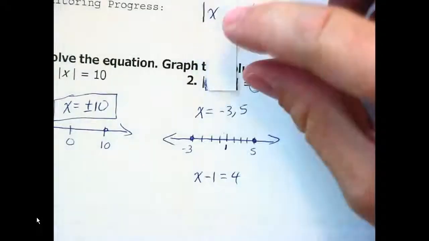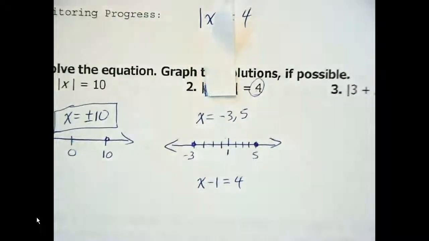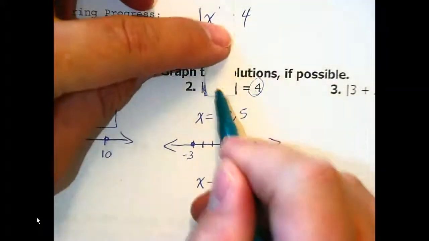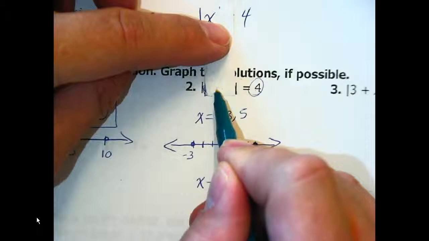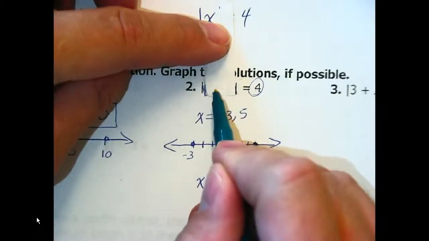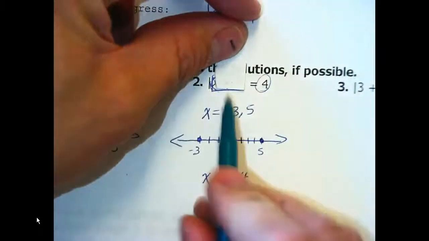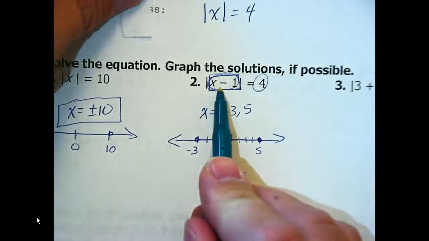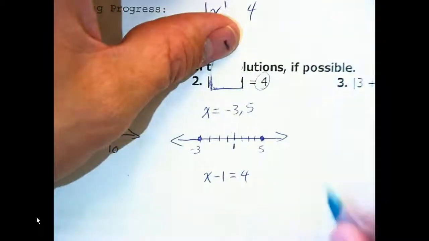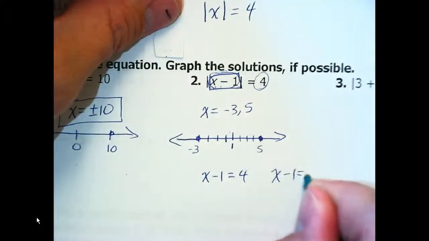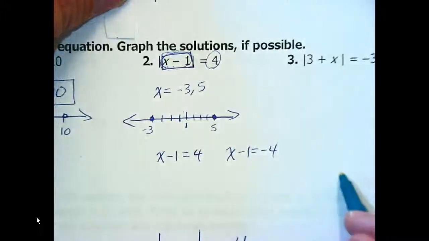Ready? Check it out. What two numbers go in there that will make that true? 4 and -4. So you're telling me that the thing in here has to be 4 or -4. So that says x minus 1 has to be 4, or x minus 1 has to be -4. It has to be one of those.